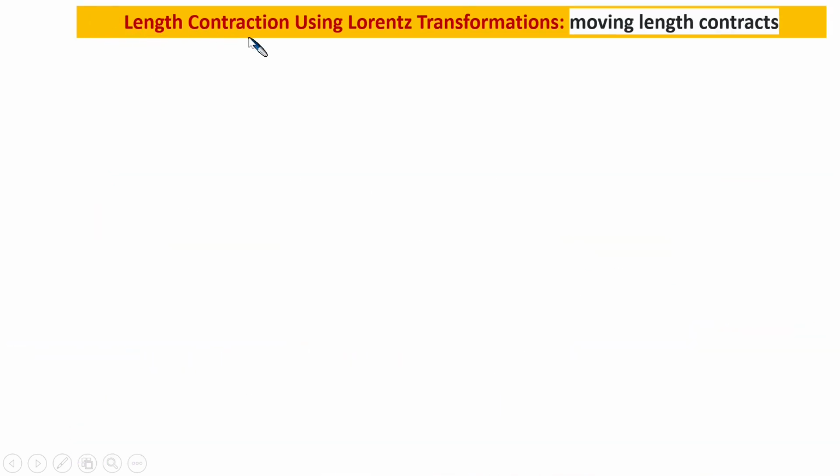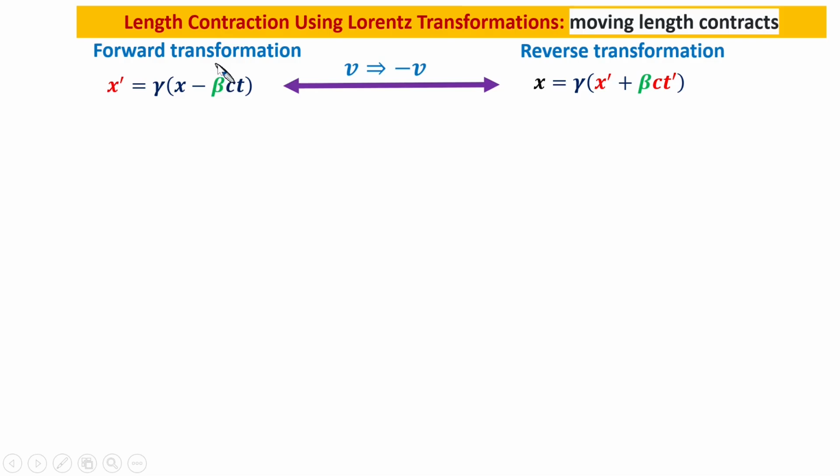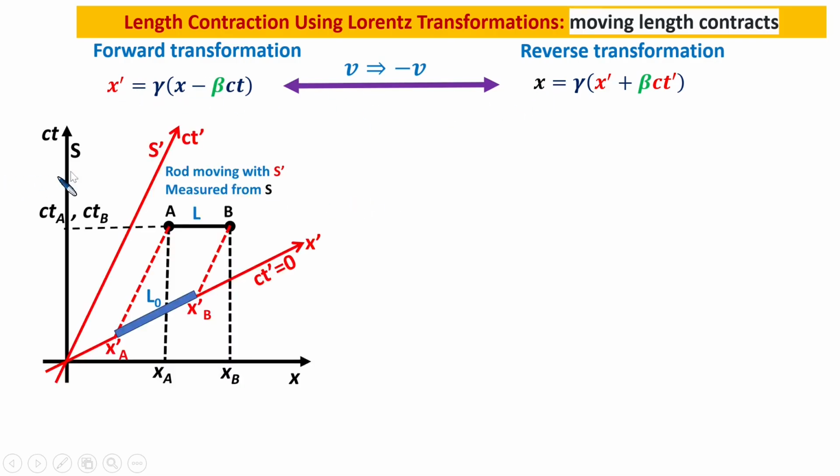Now similarly, let us discuss length contraction using the Lorentz transformation, which we called earlier that moving lengths contract. Here again I have written this position transformation. This is x prime and this is x. Let us concentrate on this figure. This is, as usual, the time axis, and this is the position axis. Here we have taken a rod moving with the S prime frame and measured from S.